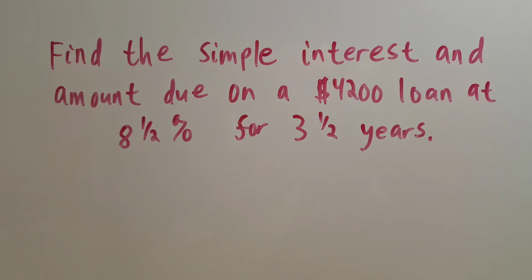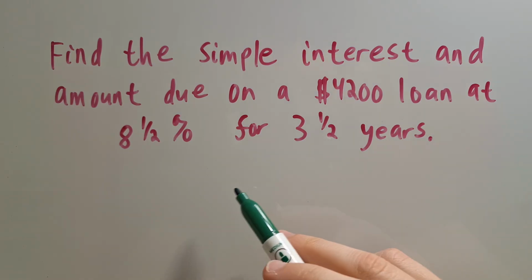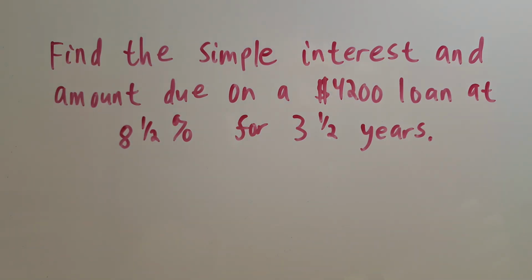Hello everyone, in this video we're going to calculate more simple interest applications. For this first example it says, find the simple interest and amount due on a $4,200 loan at 8.5% for 3.5 years.